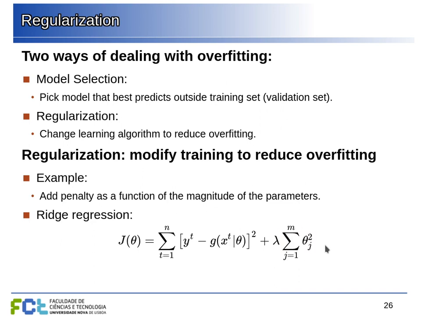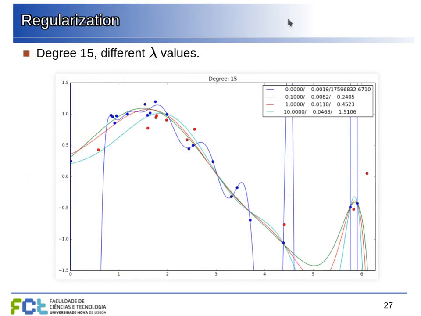And what this does is penalize having parameters that are too large. So this makes the curve a bit stiffer by trying to shrink the size of the parameters and find a balance between the error to the training data and the flexibility of the curve here. So this would be one way of solving the problem.